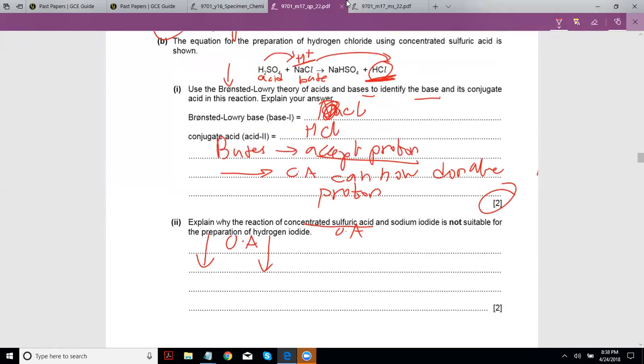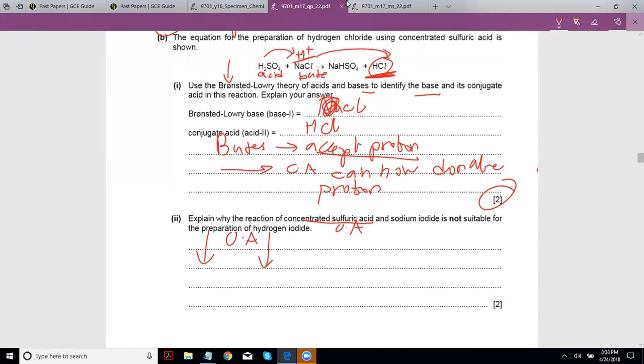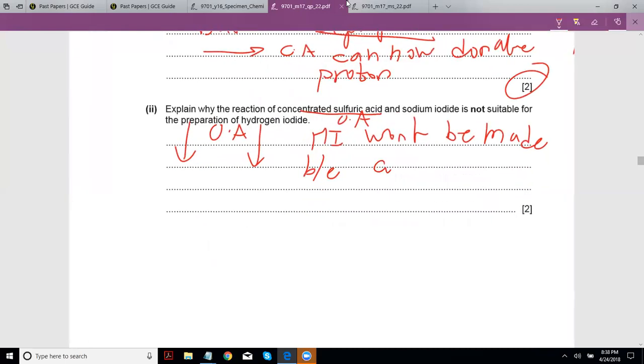So the reason this could still work for chlorine is that chlorine has equal oxidizing power to H2SO4, so it resists the H2SO4 to some extent. In the case of sodium iodide, HI won't be made because full oxidation will take place. Complete oxidation is a better way to put it.